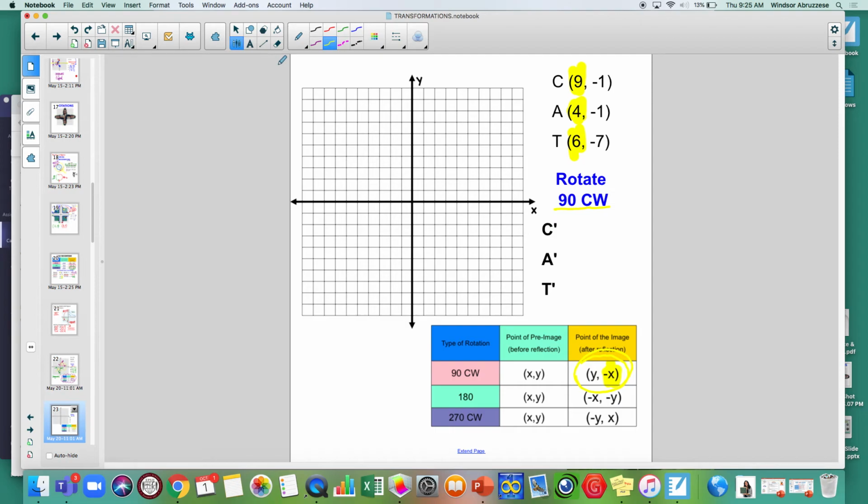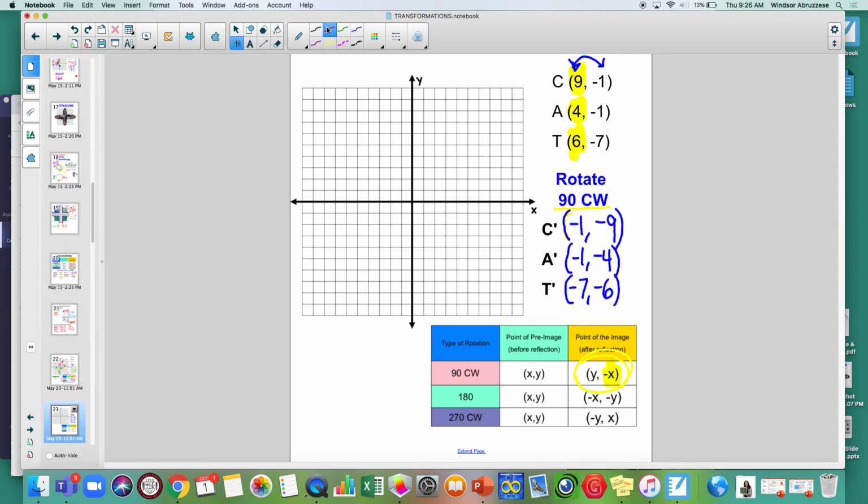So in this example, they'll all become negatives. So let's write them first. Let's make our life a little easier. So if I have to switch them and negate the one in yellow, the X value, this will become a -1 comes up front, -9. For A, -1 comes up front, -4. And T, -7 comes up front, and do the opposite for the 6. Now let's plot and see what it looks like.